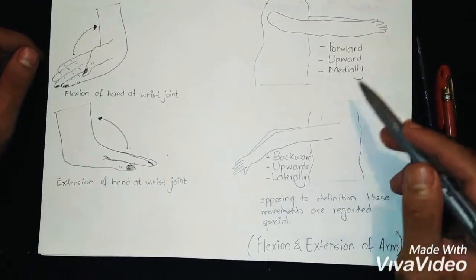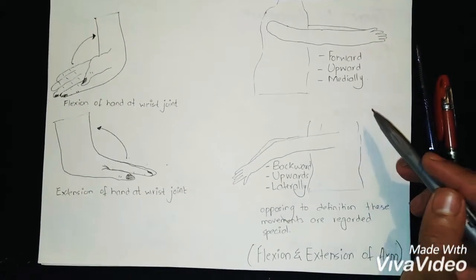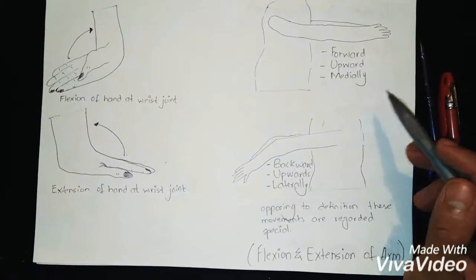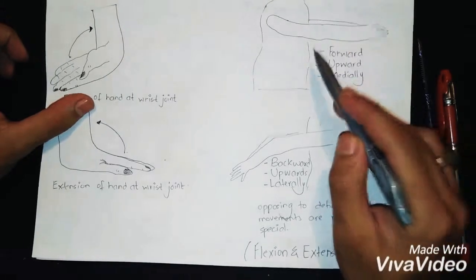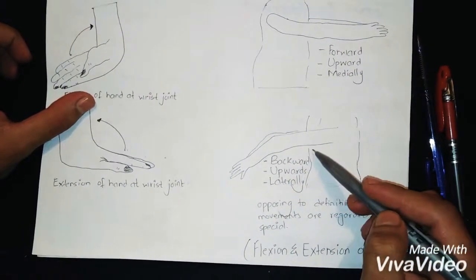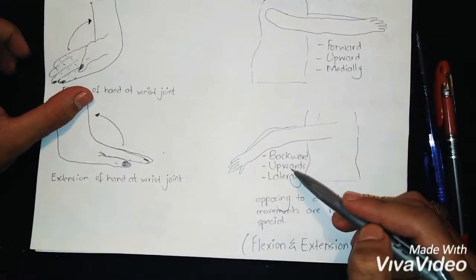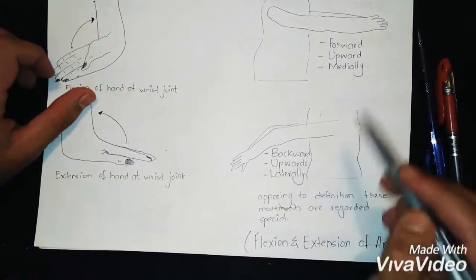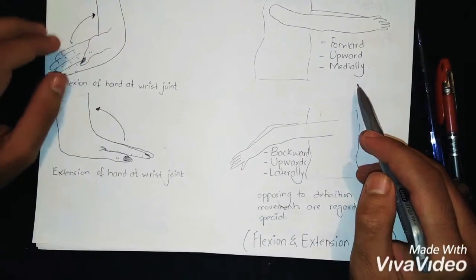And the flexion and extension of the arm are known as special movements opposing the definition that we have regarded. The flexion of the arm is forward, upward, and medially, and the extension of the arm is backward, upward, and laterally. So that was all about flexion and extension.